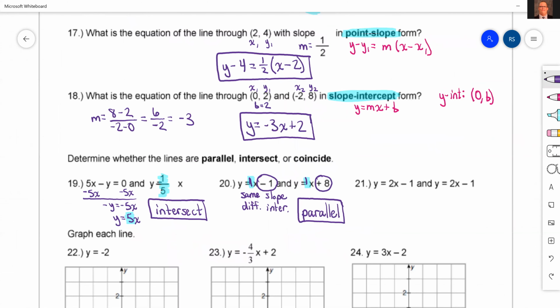In 21, if we look at our two lines, what do we notice? They're the same. Which ones mean same? They're the same line. Coincide. So lines that are the same line coincide.